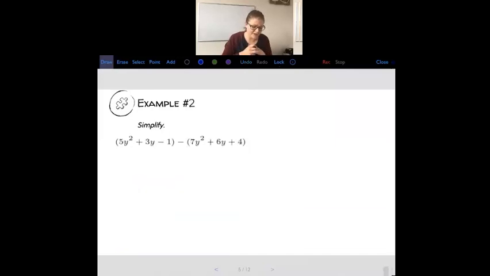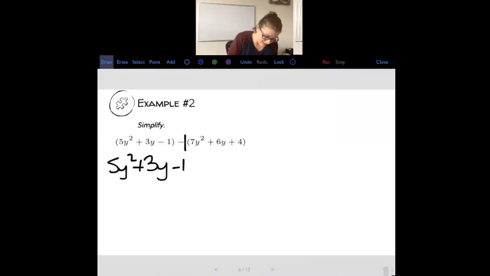In the case of subtraction, we have 5y squared plus 3y minus 1 minus parentheses. Those are really important. Minus, we're subtracting off everything that follows from that minus sign. So we're subtracting 7y squared plus 6y minus 4, or plus 4. So the way I like to think of this is, imagine there's a negative 1 here that we have to distribute to every term. Okay, so the first polynomial stays the same, and then this becomes negative 7y squared minus 6y minus 4.